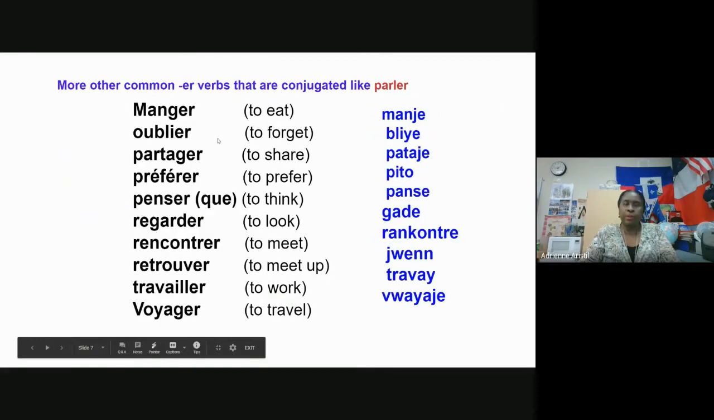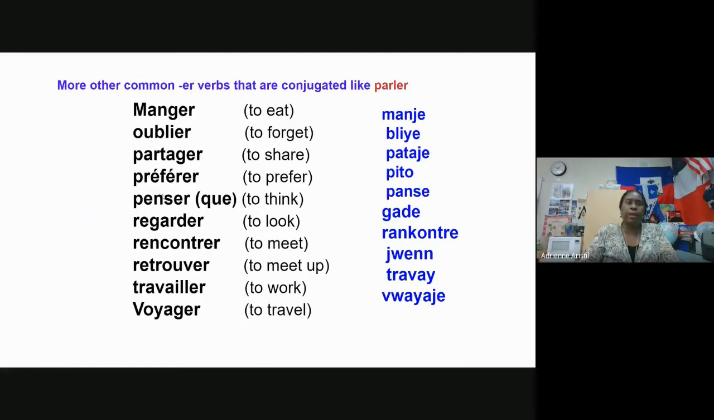Some other verbs conjugate the same way, like parler. Manger, to eat. Oublier, to forget. Partager, to share. Préférer, to prefer. Penser que, to think that. Regarder, to look. Rencontrer, to meet. Retrouver, to meet up. Travailler, to work.